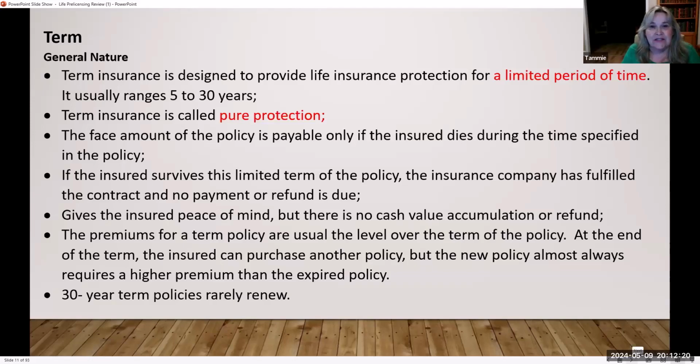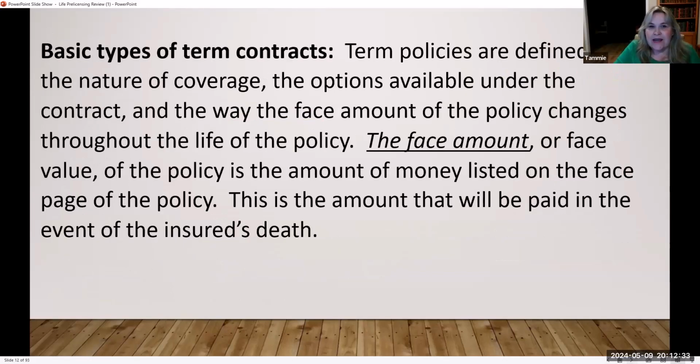So if you have a 10-year term policy, for example, that means at the end of 10 years, the policy goes away. It's done what it should do. Okay, so usually you have a term policy up to 30 years. Now, what will happen here is you have a term policy and you have a face amount. You may call it a face value, and this is the amount that will be paid if the insured were to die.